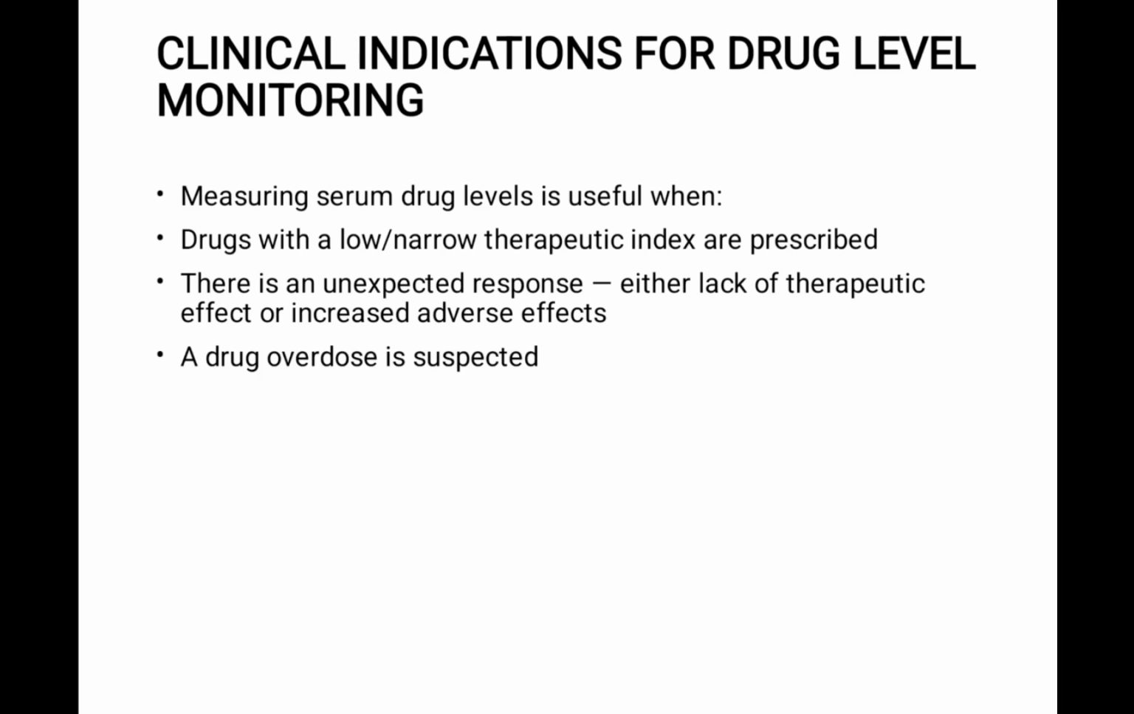So clinical indications for drug level monitoring. Measuring the serum drug levels is useful when a drug with a low or narrow therapeutic index is being prescribed. That's the indication for drug level monitoring. Why do we need to monitor the drug level in blood? This is whenever a patient is administered a drug with a low or narrow therapeutic index, or there's an unexpected response, either lack of therapeutic effect or an increased adverse effect, and a drug overdose is suspected. If a drug overdose is suspected, for example in paracetamol overdose or opioid overdose, there needs to be monitoring of the concentration of that drug.